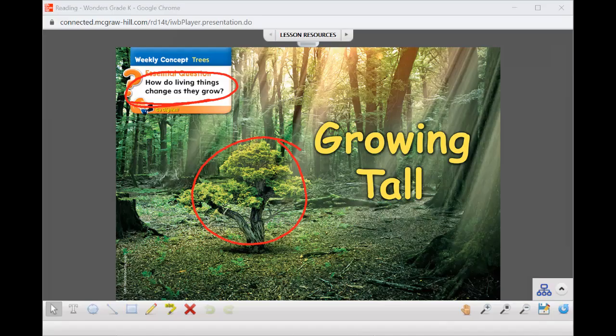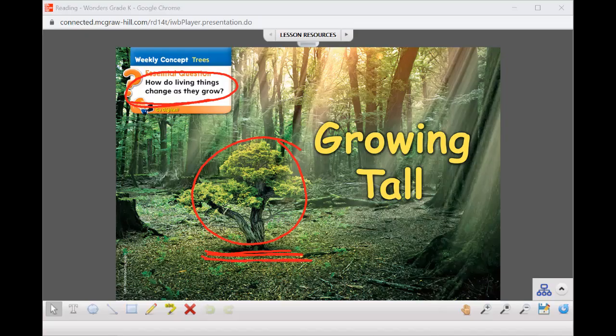Which of the trees is the smallest? This one looks the smallest, right? And which tree do you think is the youngest? Do you think it's the same tree? It might be. It looks the smallest and it might be the youngest because it's still growing.